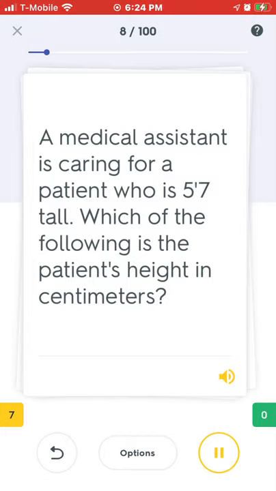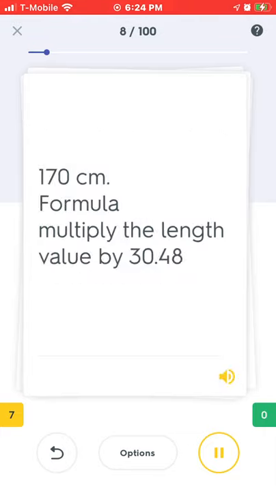A medical assistant is caring for a patient who is 5'7 tall. Which of the following is the patient's height in centimeters? 170 centimeters. Formula: multiply the length value by 30.48.